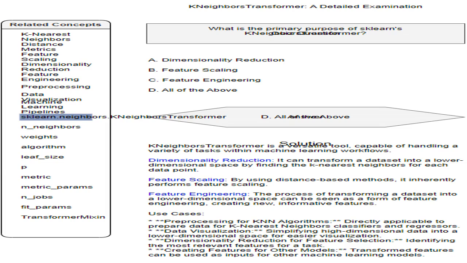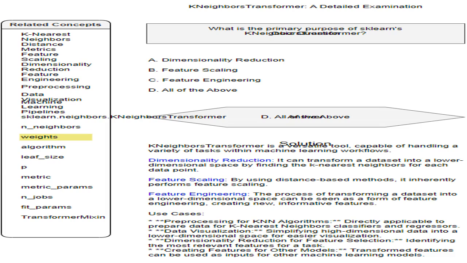The n-neighbors parameter controls the number of neighbors used in the transformation. It is a key parameter in K-neighbors transformer. X0a. N-neighbors. The weights parameter determines how the contributions of neighbors are weighted in the transformation. Common options include uniform weights (equal contribution) and distance weights (neighbors closer to the target point have more influence). X0a. Weights.